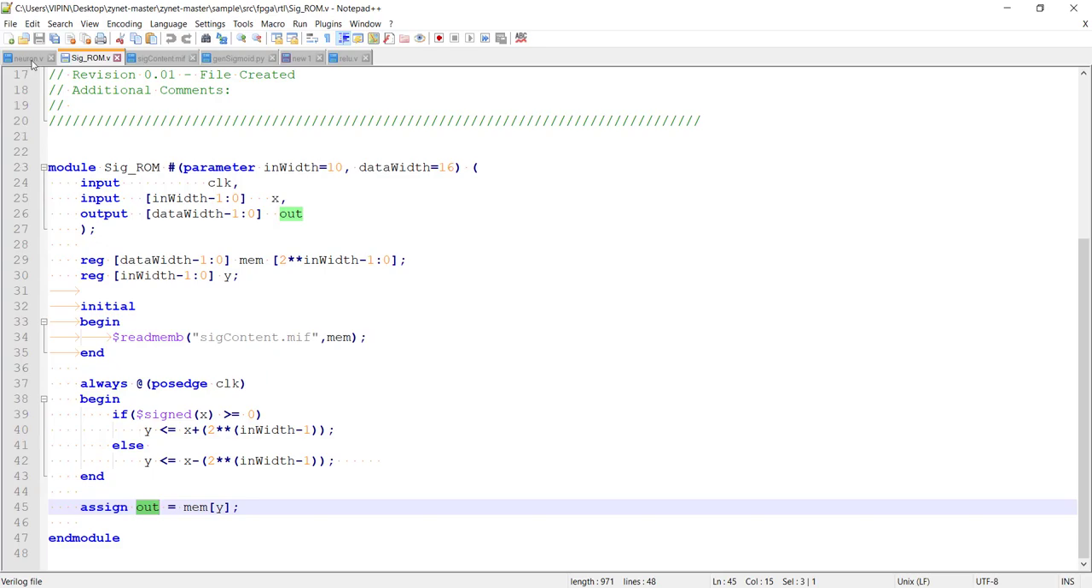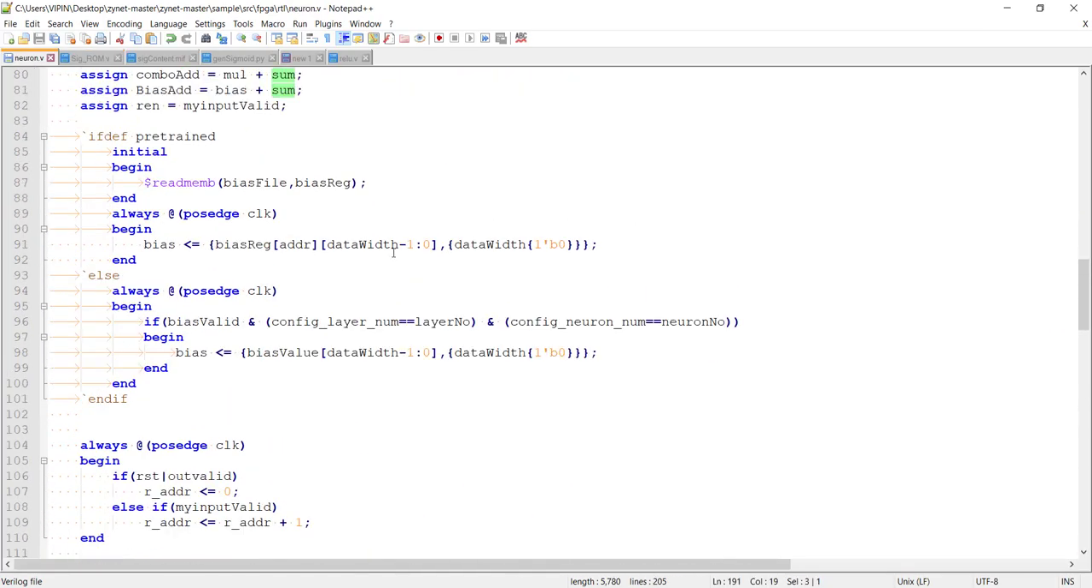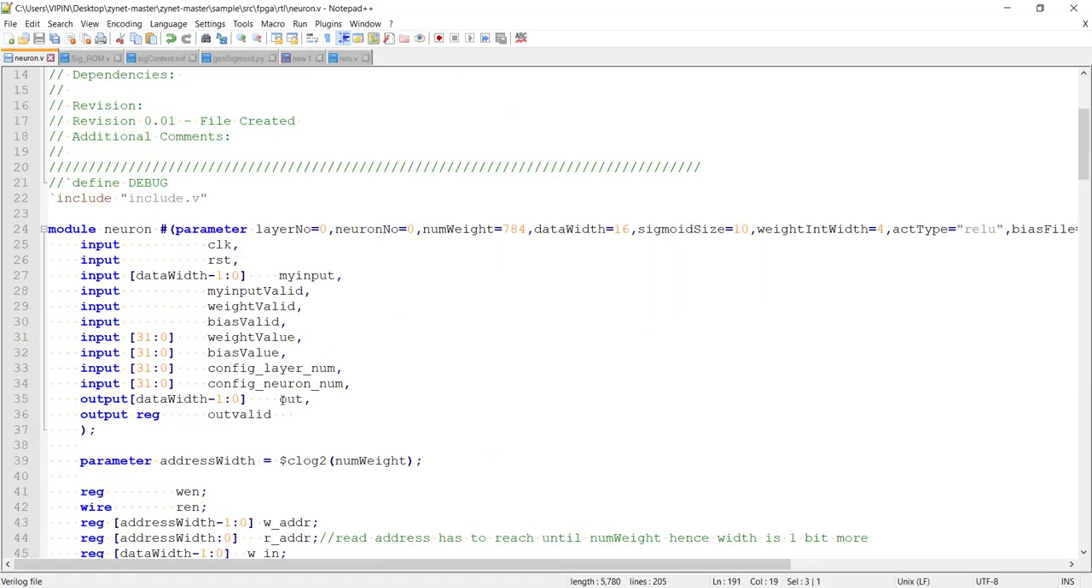And when you send the final output from this neuron, which is coming from that activation function, we should follow whatever is followed for this input. So the same number of integer bits, the same number of fractional bits, and one sign bit. So we need to follow it.